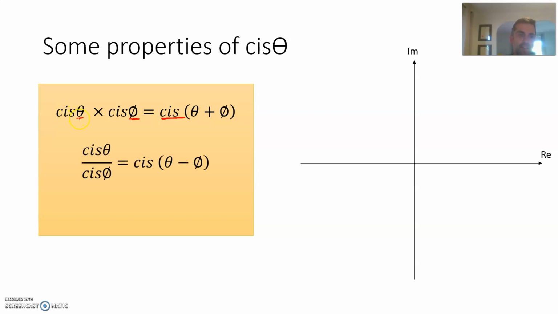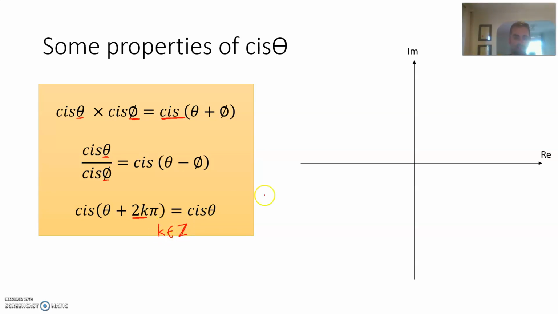The second one is that if we do something similar, but instead of multiplying we divide, then the angle that's on top, we use that, and then we subtract the angle that's on the bottom. So cis of theta divided by cis phi is cis of theta minus phi. And then the last property basically just says that cis of theta plus 2k lots of pi equals cis theta. Now I should have actually added in there, this is where k is an integer, okay?